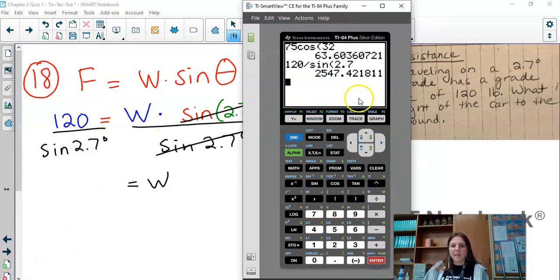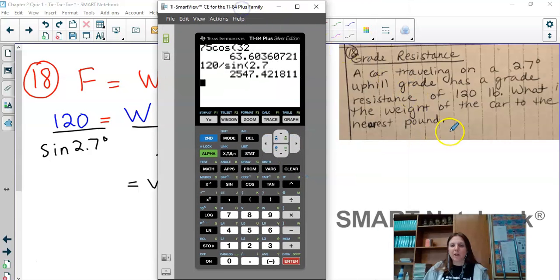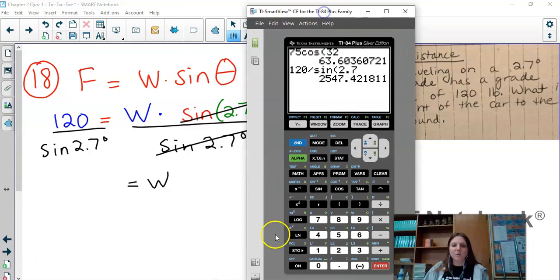Okay, now I'm going to take a look at the directions. It says, what is the weight of the car to the nearest pound? So again, I'm rounding it to this place right here. This would be my nearest pound. So it would be 2,547 pounds. This will just drop off because that's not 5 or up. So 2,547 pounds.